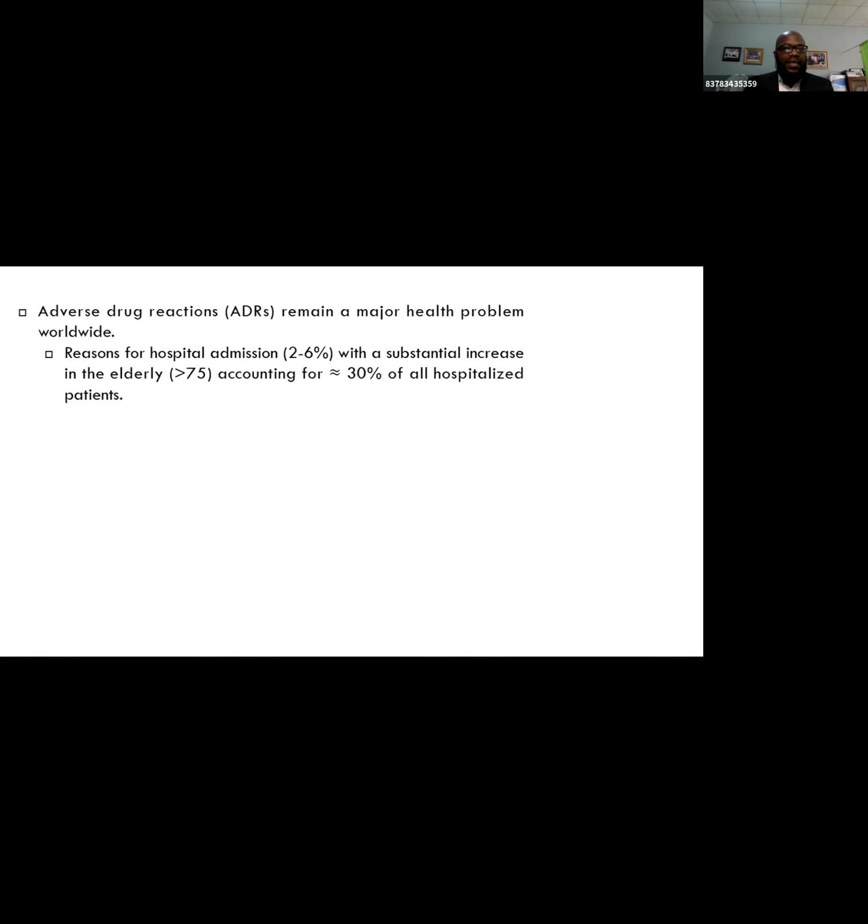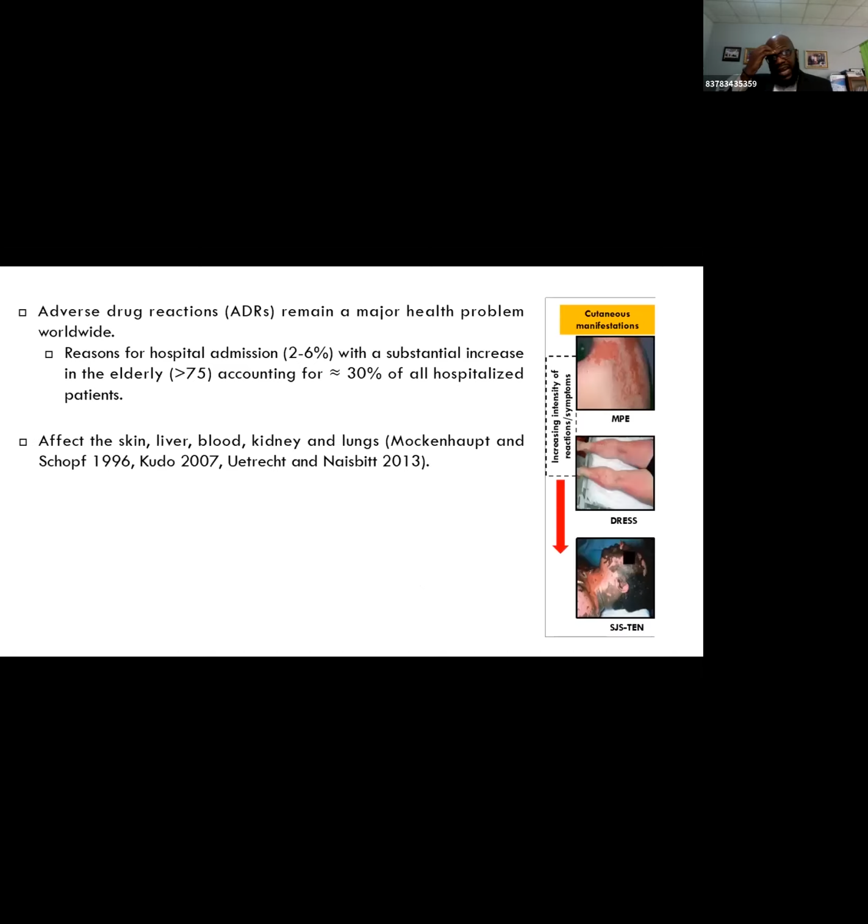Worldwide, it's a serious major health problem, and contributes to up to 6% of hospital admissions. You find that elderly people play a large part in this, because they make up to 75% of those that are admitted, and that's for those over the age of 75 years. You have about 30% of that category of people being hospitalized.